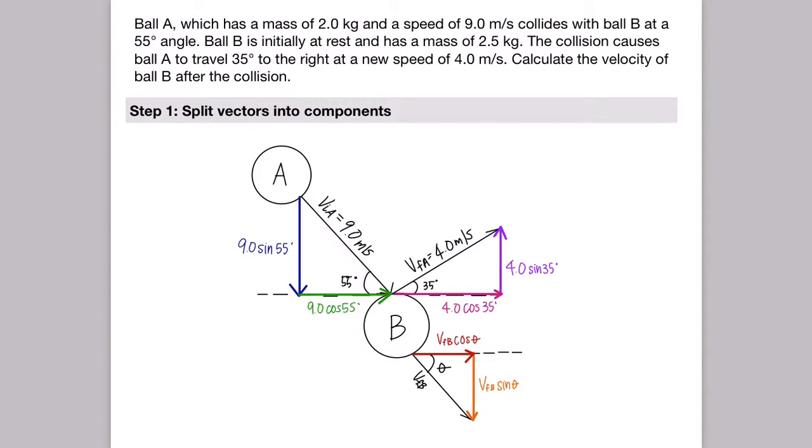The first step to solve this problem would be to break the vectors up into their components. The x and y component of ball A's initial velocity will be 9 cosine 55 and 9 sine 55 respectively. The x and y component of ball A's final velocity will be 4 cosine 35 and 4 sine 35 respectively. The x and y component for ball B's final velocity will be denoted as velocity final B cosine theta and velocity final B sine theta.